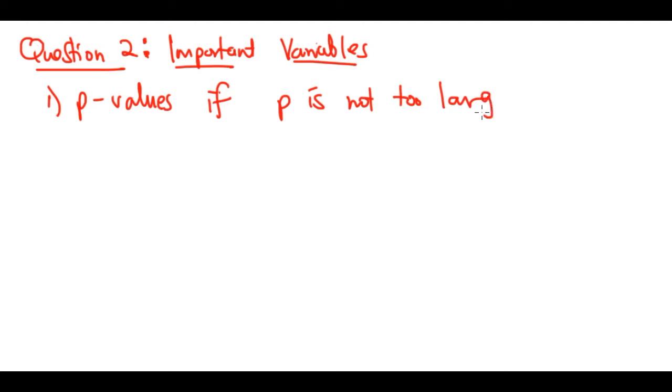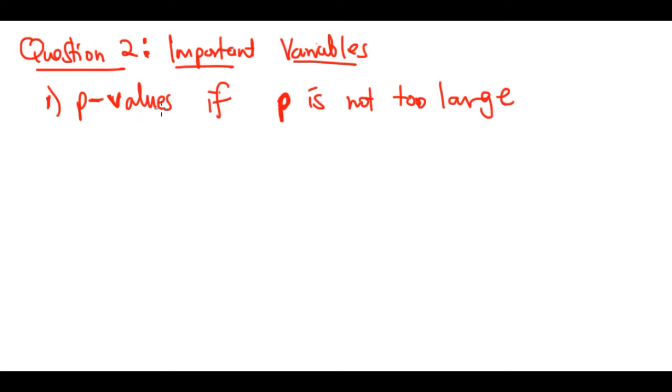So these p's are different. This p means the number of predictors, right? And this is the statistical p-value, the probability value and stuff like that, right? So if p is not too large, we can look at the p-values and get the predictors that have very low p-values. Those are the ones that are important, right? Those are the ones that are significant.